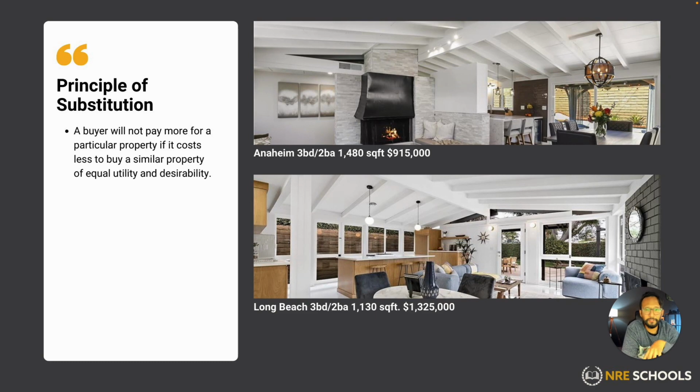But it's the same builder, who built these mid-century tract-style homes in parts of Long Beach near El Dorado Park, and then in the neighborhood I live in too. They have these similar homes, same square footage, same setup with the beams, mid-century style looking. But in Long Beach, they're 1.3. In Anaheim, they're 900,000. What we're referring to here is the principle of substitution.